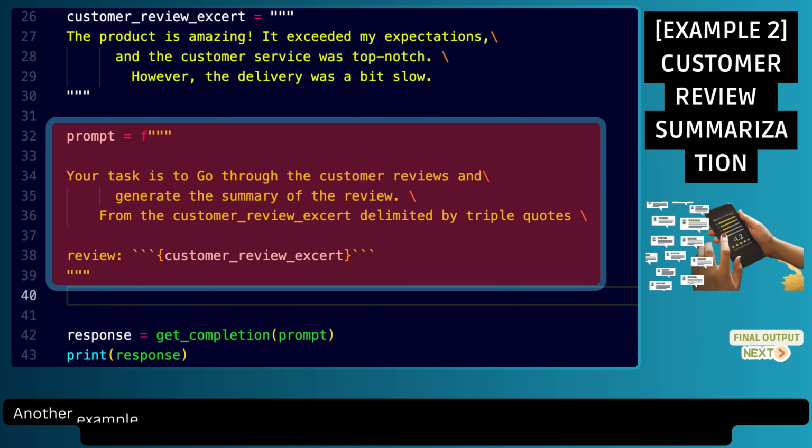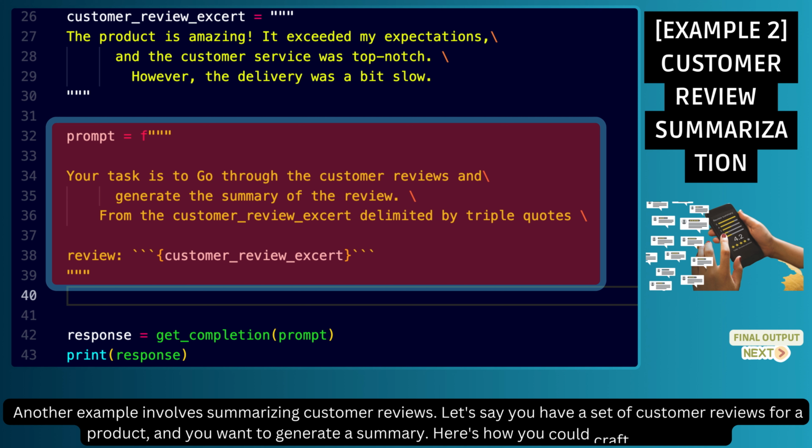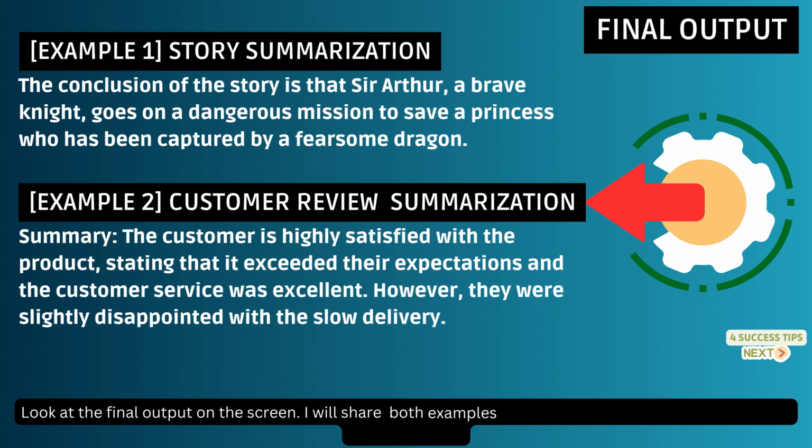Another example involves summarizing customer reviews. Let's say you have a set of customer reviews for a product, and you want to generate a summary. Here's how you could craft your prompt. Example 2, prompt is, your task is to go through the customer reviews and generate the summary of the review. Look at the final output on the screen. I will share both examples with the final prompt and output link in the description.